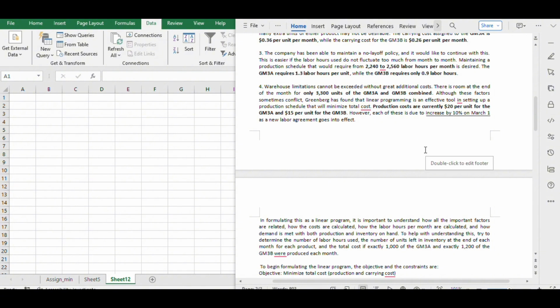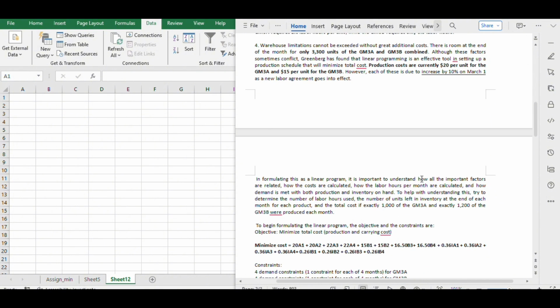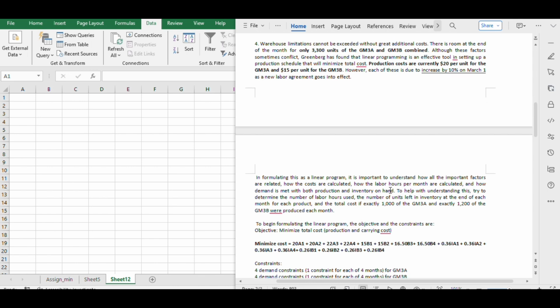As we formulate the linear program, we will consider the factors related to the cost and the labor hours per month and how demand is met with both production and inventory on hand. To help with understanding, let's try to determine the number of labor hours, the number of units left in inventory at the end of each month, and the total cost if exactly 1,000 of the GM3A and exactly 1,200 of the GM3B were produced each month.